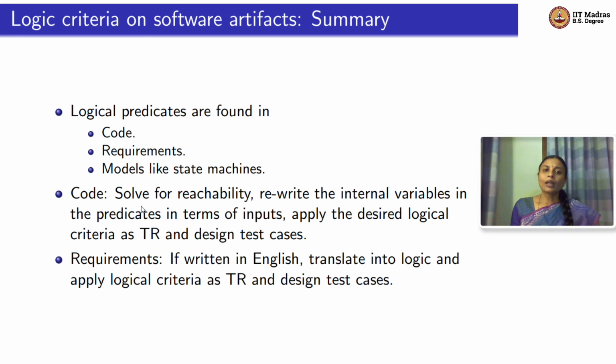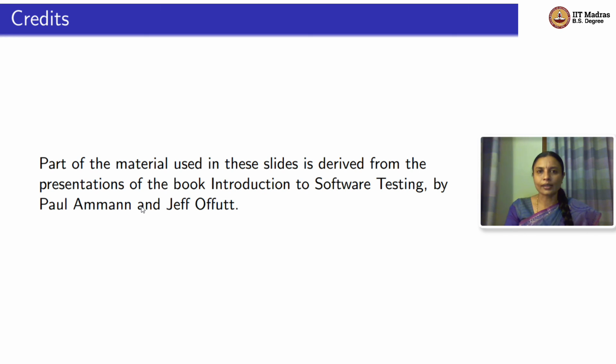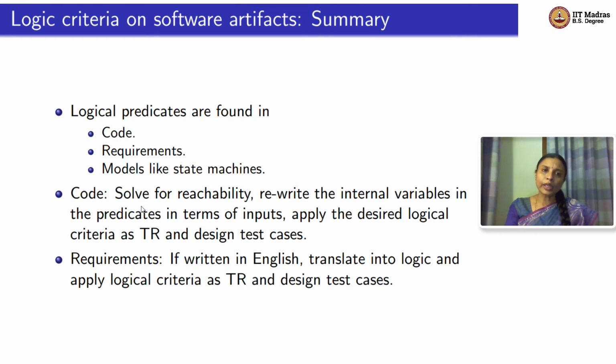So we'll see that. Logical predicate coverage criteria that come in requirements or state machines could represent guards on transitions, or could be written in English. So there's no problem of reachability or rewriting internal variables because they are in specifications. But the usual problem that you will encounter is that they would be written in English and you will have to translate them into logical form. Make sure the translation is correct and consistent, and then apply logical coverage criteria to design the test cases. So that was a brief summary with a highlight on some issues related to predicate transformation.